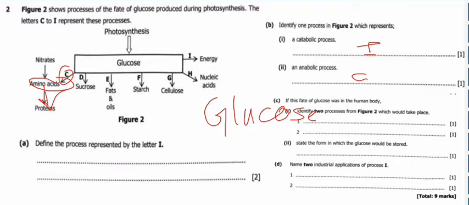So we can say H can take place, glucose can be converted into nucleic acid. So we have the first process which can take place in the human body. So we have C can take place in the human body. Apart from C, we also have E can take place in the human body, and also I, and also H can take place in the human body.